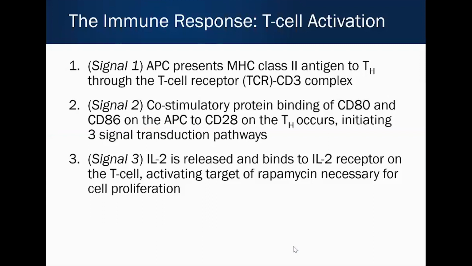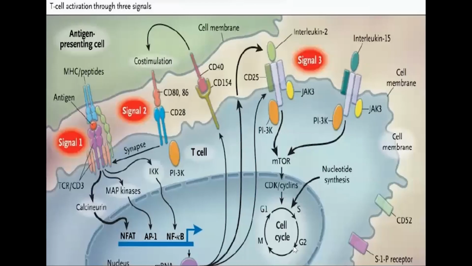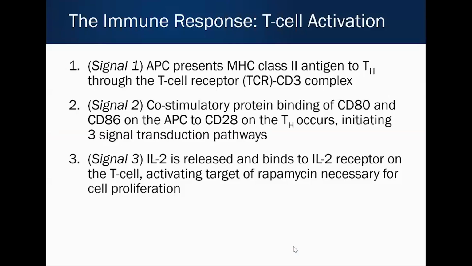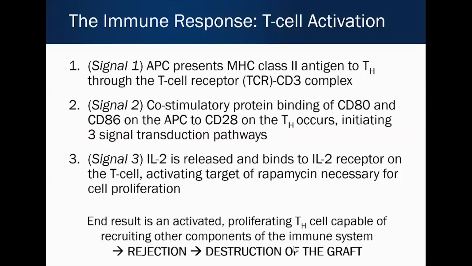And then signal 3, going back here. This signal covers several parts of the T cell replication, but really starts with the binding of interleukin-2 all the way down through our mTOR pathway and then into our cell cycle. So through these three signals, you begin to have T cell activation and replication and proliferation, really.